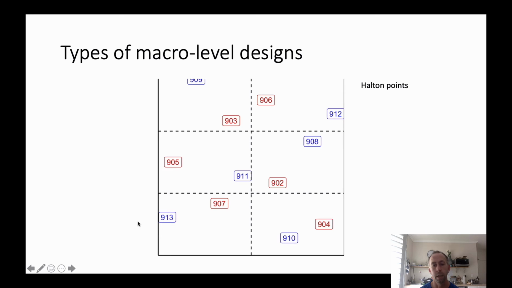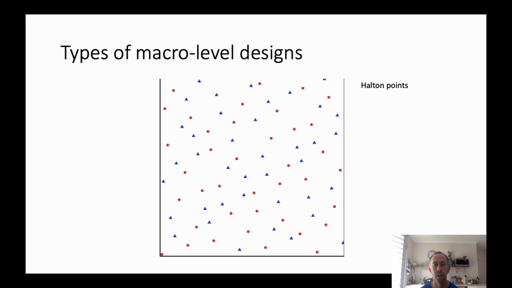Just to illustrate those points, here's another set of Halton points generated from a starting point of 902. You'll see here the red points are again well balanced, the blue points are again well balanced, and the combination of the two of them are again well balanced. Similarly, here are the first 100 Halton points, the first 50 in blue and the next 50 in red. Here again you can see the good spatial balance.